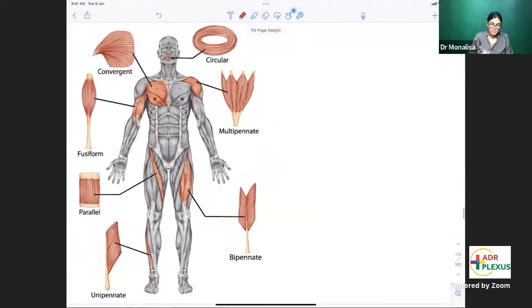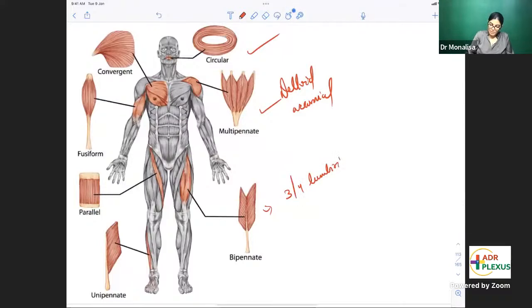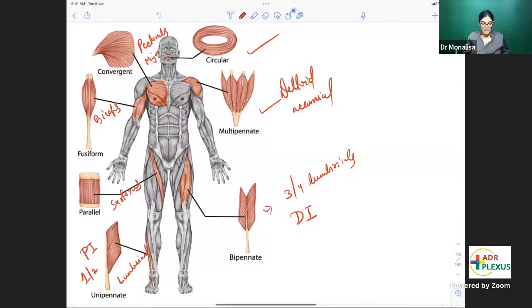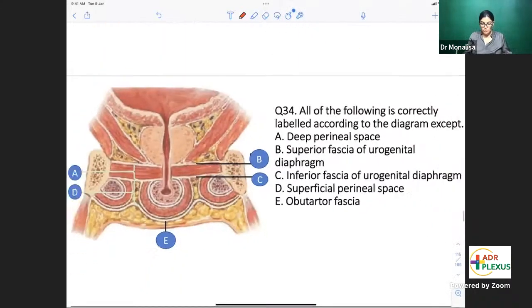So you can see various muscles: circular, orbicularis oculi and oris; multipennate, deltoid muscle acromial fibers; bipennate, third and fourth lumbrical muscles, also the dorsal interossei; unipennate, palmar interossei, first and second lumbrical muscles. Parallel muscle is the sartorius muscle. Digastric fusiform is the biceps muscle. Convergent is the pectoralis major muscle. So done with this. Now let's move on to the next MCQ, that is question number 34.